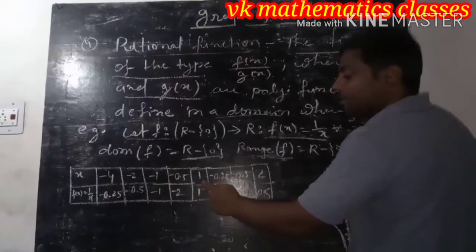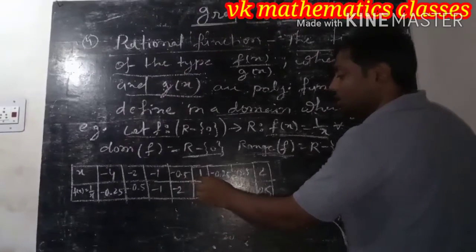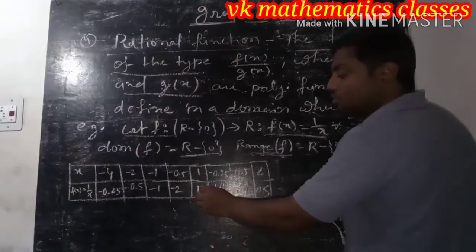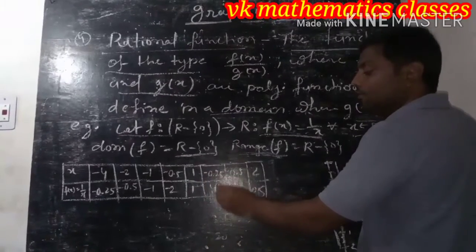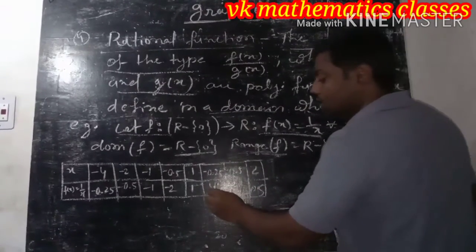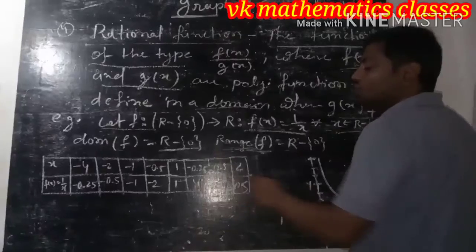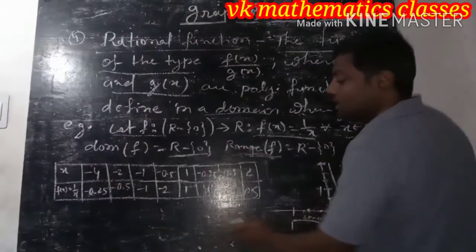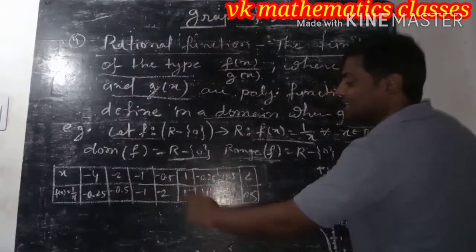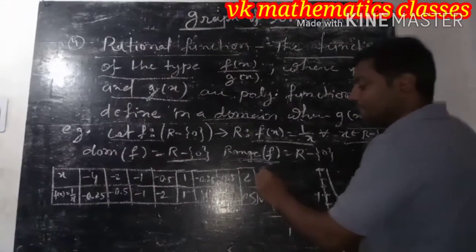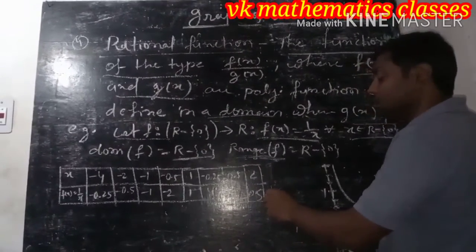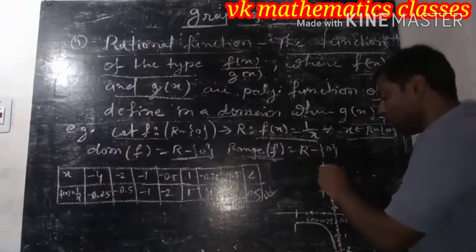If we put here the value of x as 1, the value of f(x) is also 1. If we take the value of x as -0.25, we find that this value is equal to -4, and so on. So this is the value of x and this is the value of f(x). These two values, x and y, we take to the graph here and plot it.